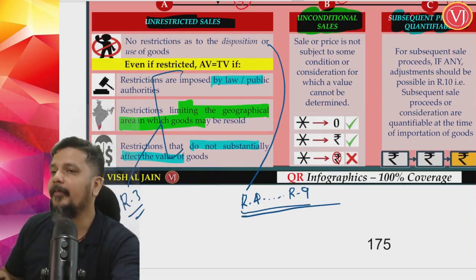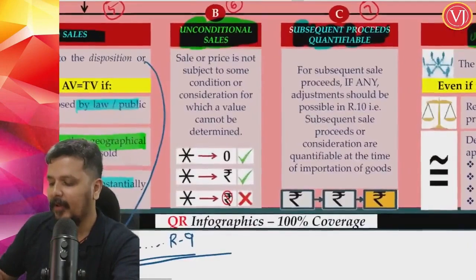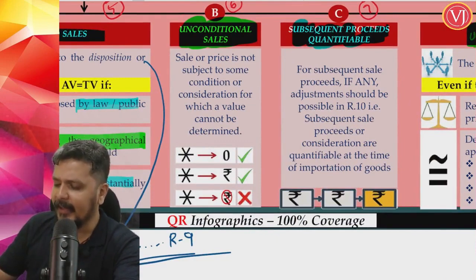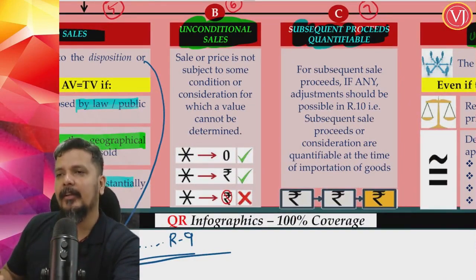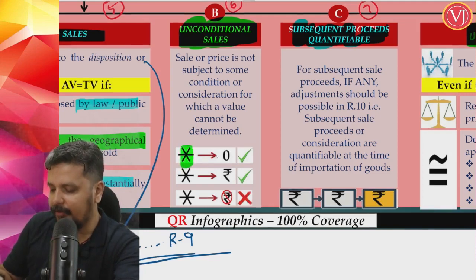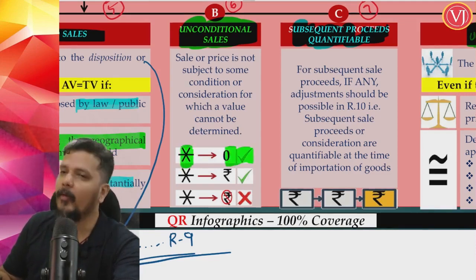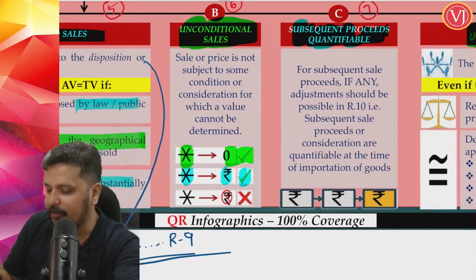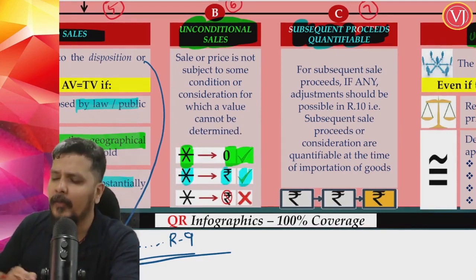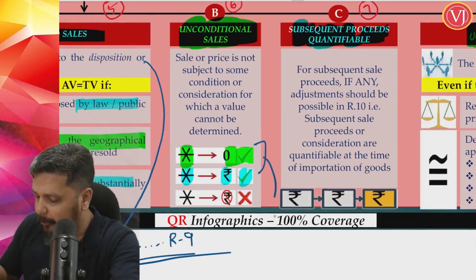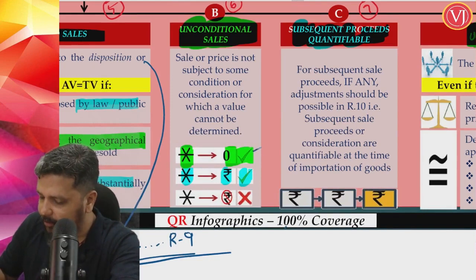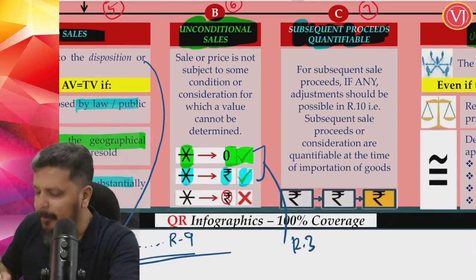That is condition number 5 for you. Condition number 6. There should be unconditional sale. If at all there is a condition for which there is no value, no worry, be here. If at all there is a condition for which there is a value which you can find out, don't worry. Don't worry. Be in rule 3.